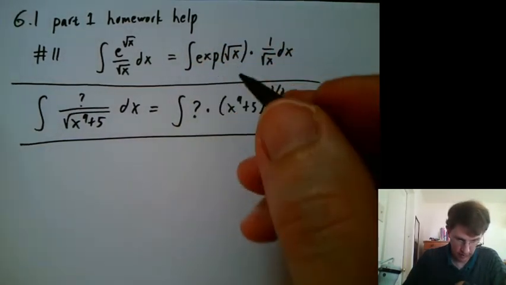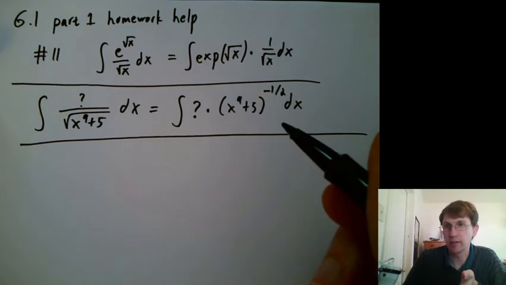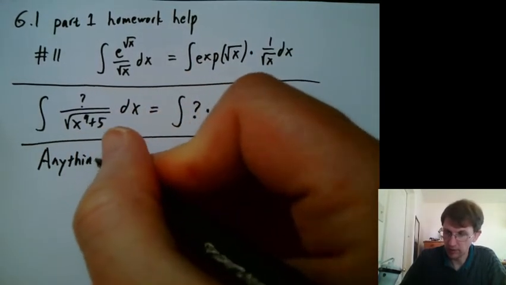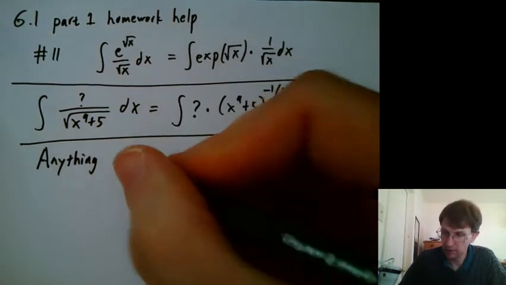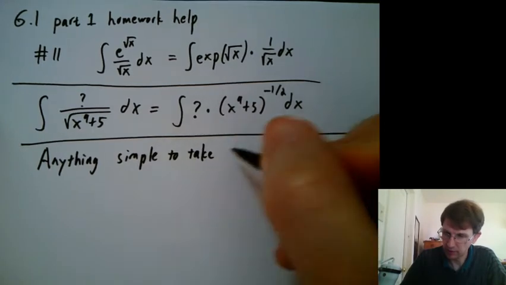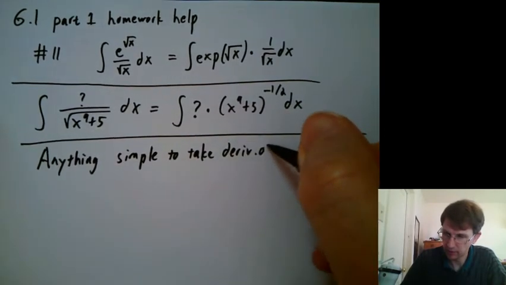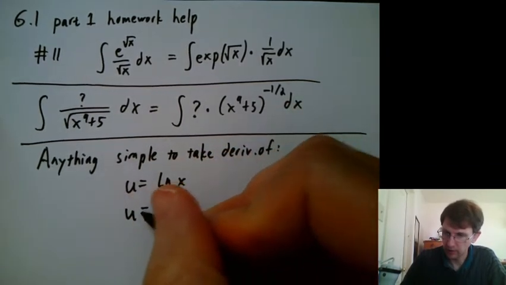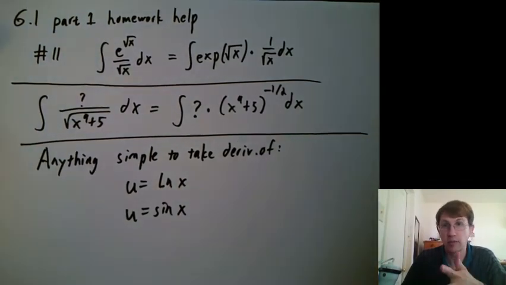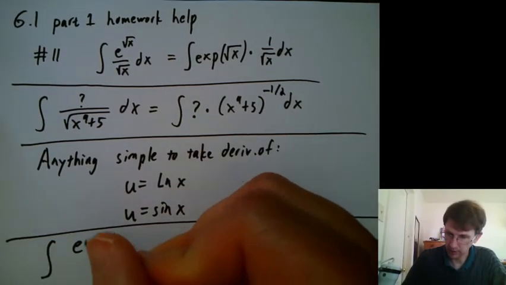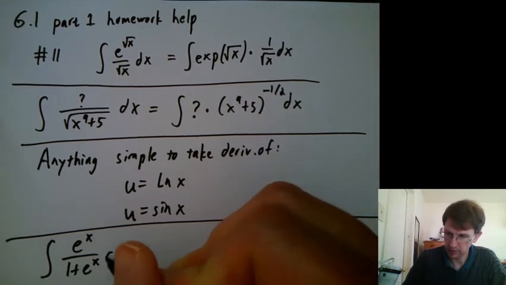Another idea you can try is anything that's fairly simple to take the derivative of might be useful as a u value, because you know you're going to have to take the derivative of u to get du, right? So if you see anything that's simple to take the derivative of in the problem, like u equals log x, u equals sine x, those can be helpful things to try for u. Let's take a quick look at something like the integral of e to the x over 1 plus e to the x.